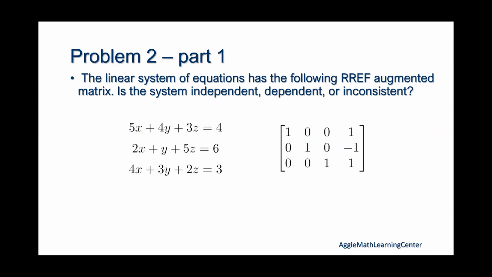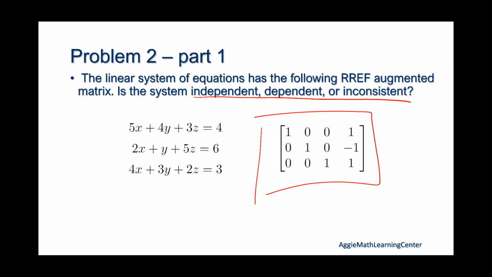So this is the system that we originally started with. And then it's telling us this system of linear equations has the following REF, that it stands for. Reduced, thank you. I don't know what that stands for. Reduced row echelon form. Augmented matrix. So is the system independent, dependent, or inconsistent? So basically it's saying, hey, we took this thing, we put it in a matrix, we did our row addition, subtractions, all of those things, and we came out with this. And then it wants to know whether it's independent, dependent, or inconsistent.